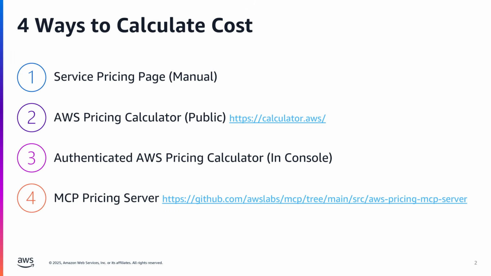This is a public webpage where you can go and get a guided experience to get a quote for the service that you're wanting to use, or even the combination of services. Number three is the Authenticated AWS pricing calculator. So this operates somewhat similarly to the public pricing calculator, except it can factor in your existing usage. It can also even incorporate potential discounts or commitment purchases and coverage.